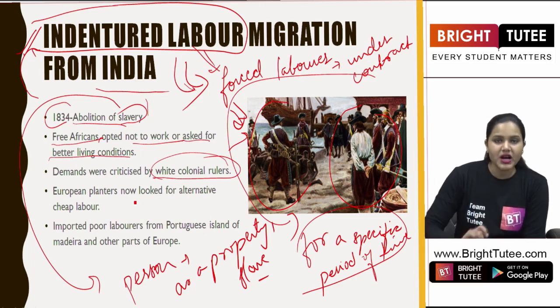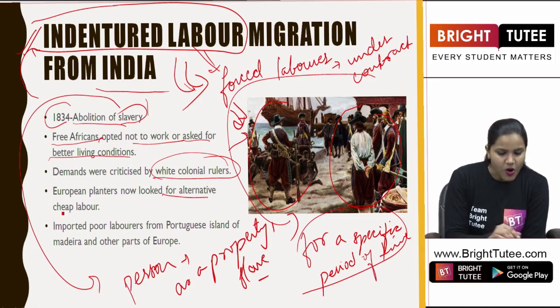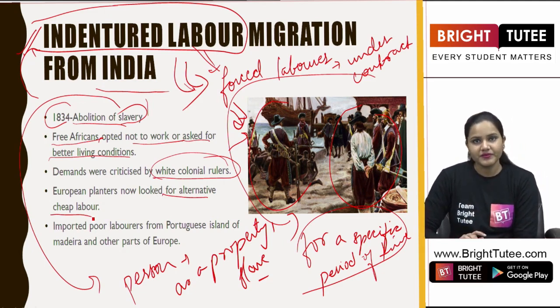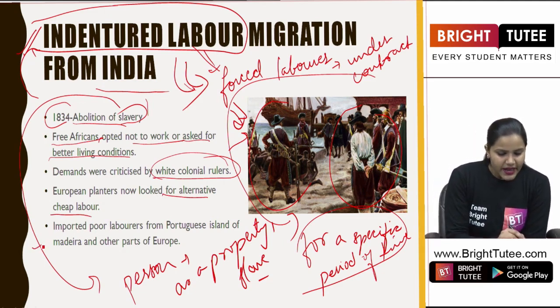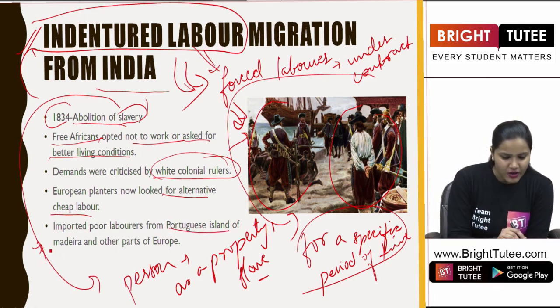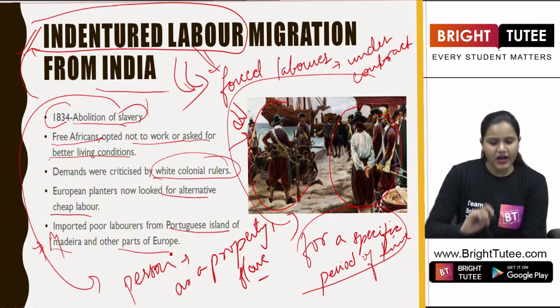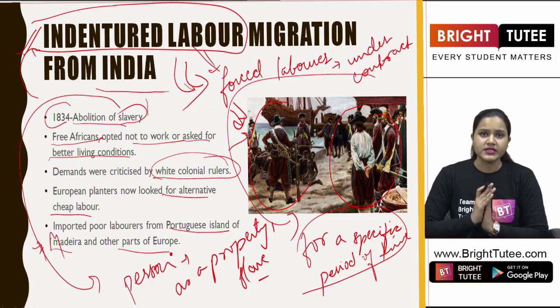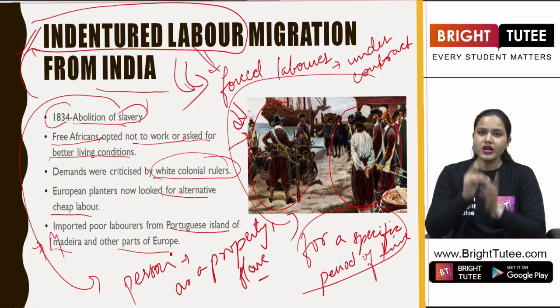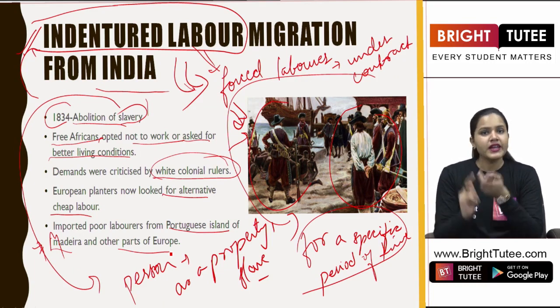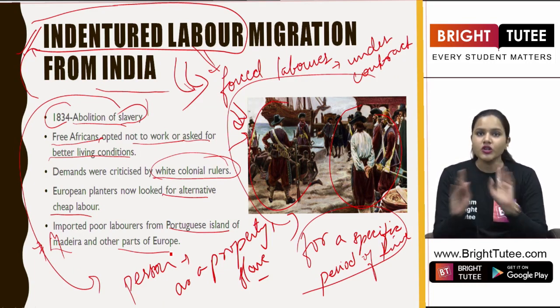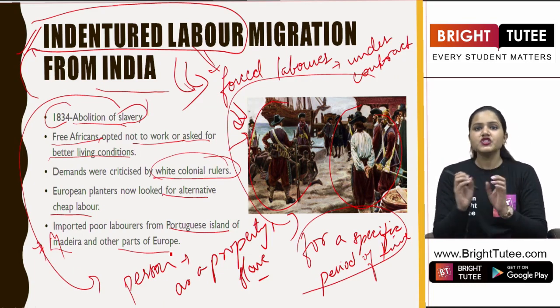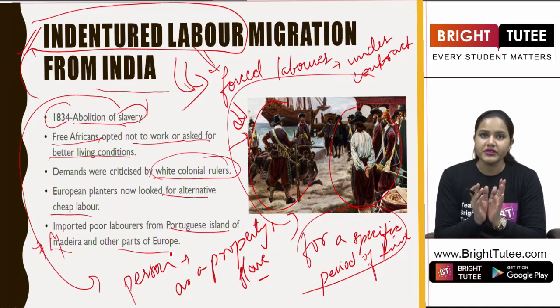Therefore, these European planters now looked for alternative cheap labor, right? In this condition, what happened? They imported poor laborers from the Portuguese island of Madeira and other parts of Europe. Now, what is happening here? Let us try to understand. In the late 19th century, with the abolition of slavery, the free Africans were not willing to work. This agitated the white colonial rulers.